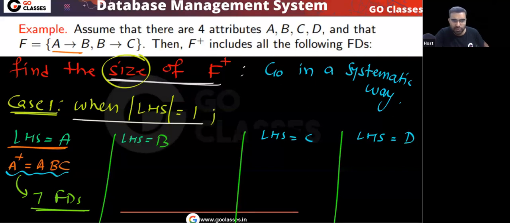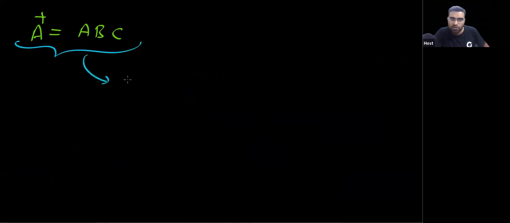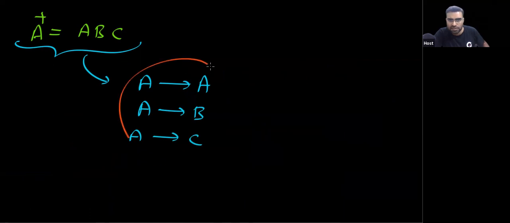Why? Let me tell you. Okay, don't worry. See, you got A plus is equal to ABC. Now let's find all the FDs from here. From here you will get this FD, this FD, and this FD. These 3 FDs you got.